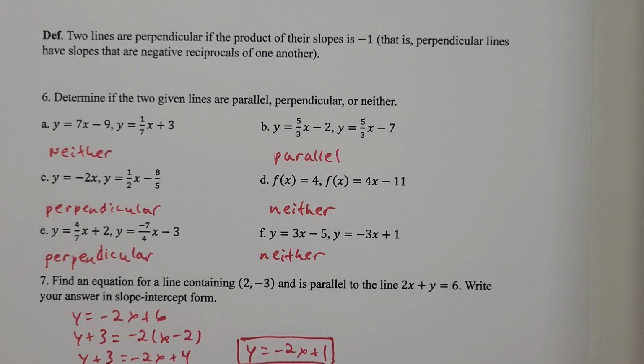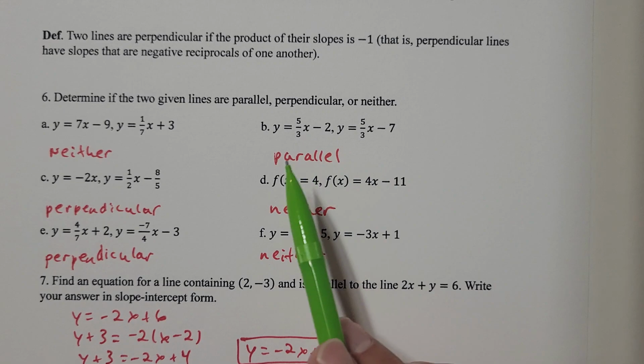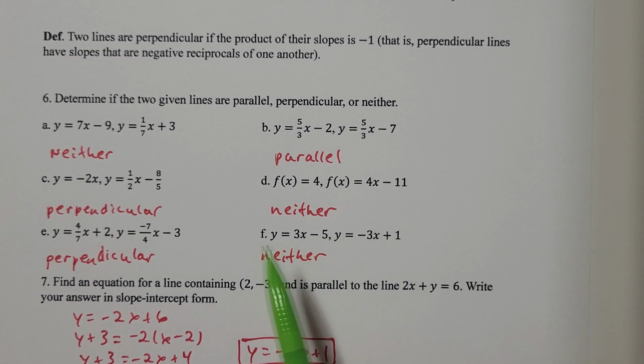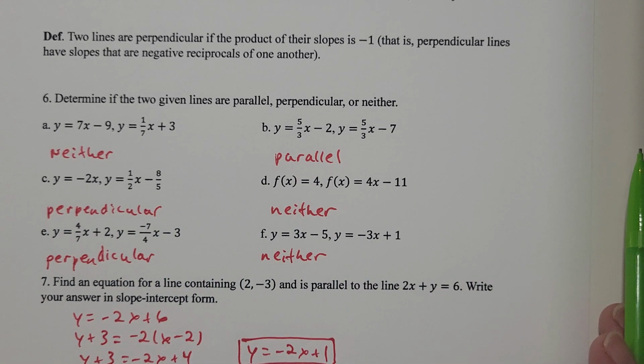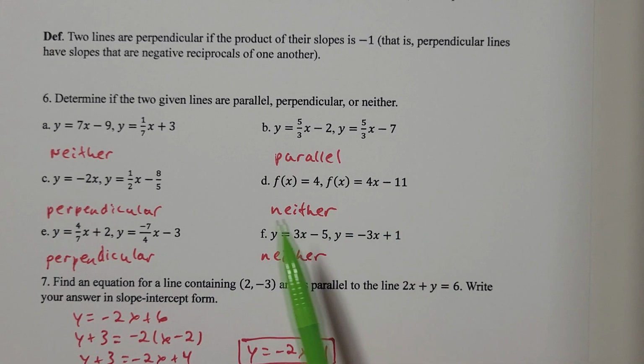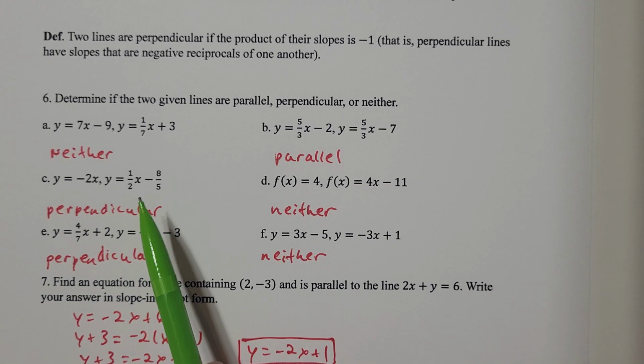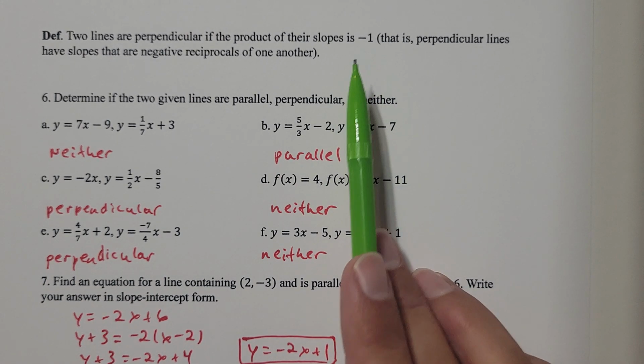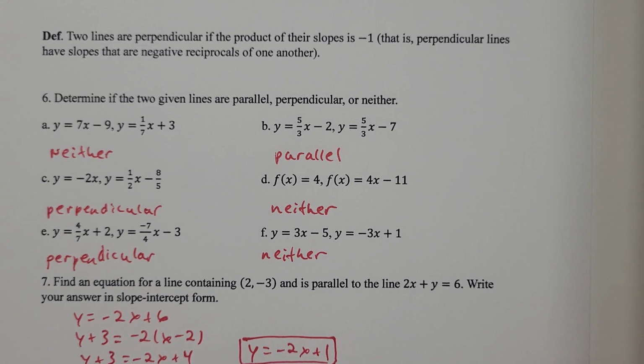In part B, I have y equals 5/3 x minus 2 and y equals 5/3 x minus 7. So those would be parallel lines because the slopes are the same number. Part C, I got y equals -2x and y equals 1/2 x minus 8/5. So those lines would be perpendicular to each other because the slopes are negative reciprocals of each other. In other words, if I take -2 times 1/2, that gives me -1. So I got perpendicular lines there.